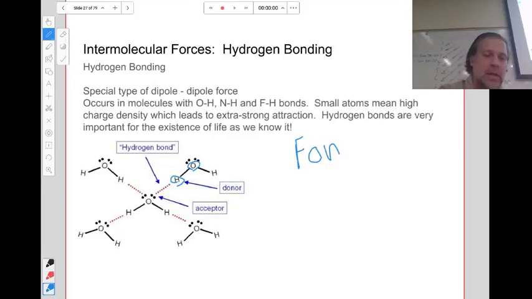So in this case, the slightly positive side of hydrogen is attracted to the slightly negative side of oxygen, and we create this sort of lattice structure that makes water do whatever it wants compared to other liquids. Any questions about intermolecular forces?